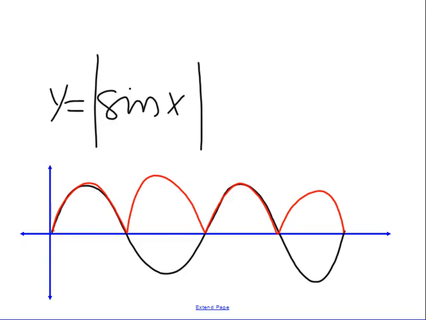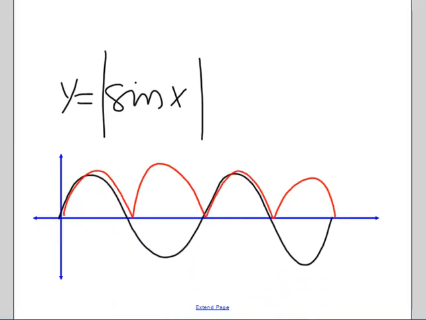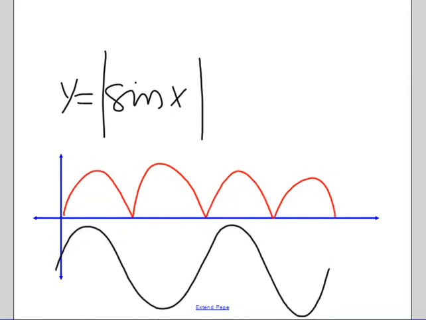Pretend all those humps are the same height. You see it? Any place where this graph is negative, the absolute value would simply reflect it over the x-axis. And what you get is a bumpy ride. Pothole road.